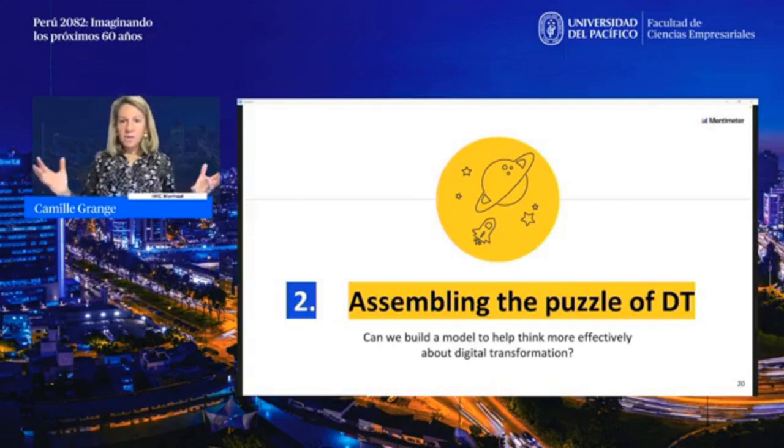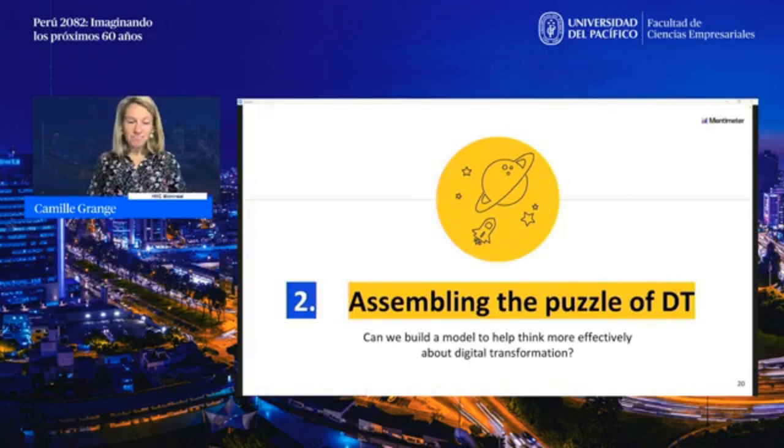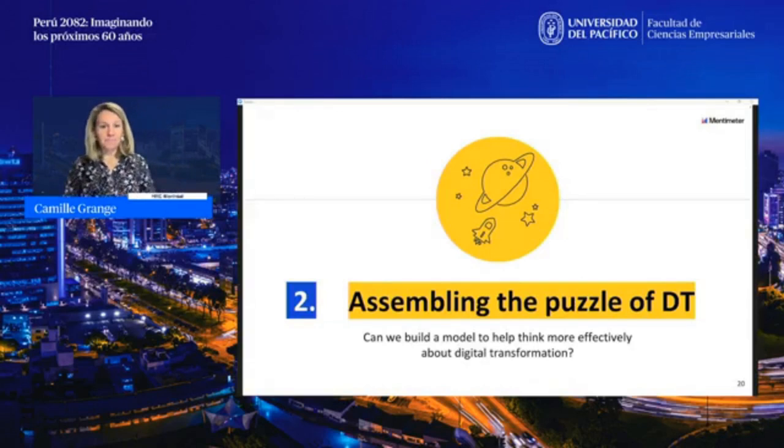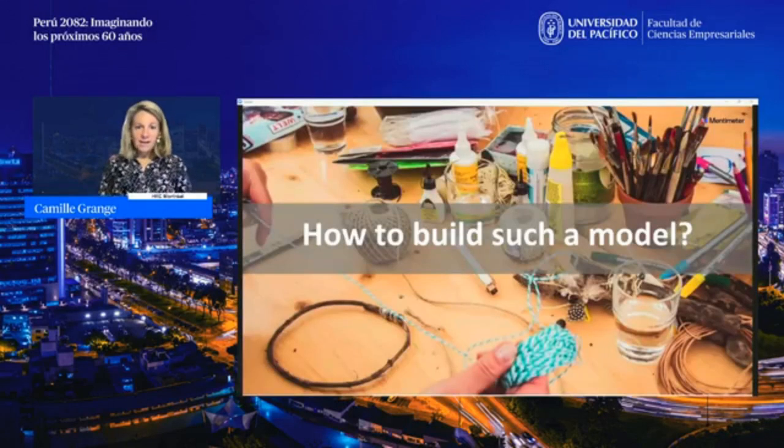So now that we have the foundations together, we can move on to the second step in our journey, and I want to take you through a model that hopefully could help us think systematically about digital transformation and could be applicable as broadly as possible. Again, that's really the core intent here. So how do we build such a model?